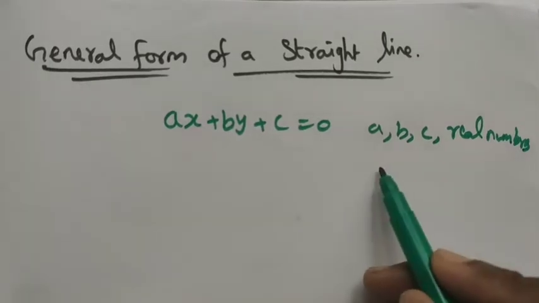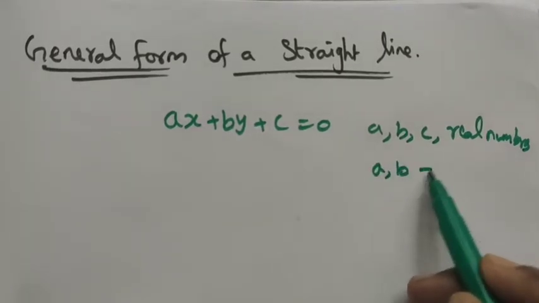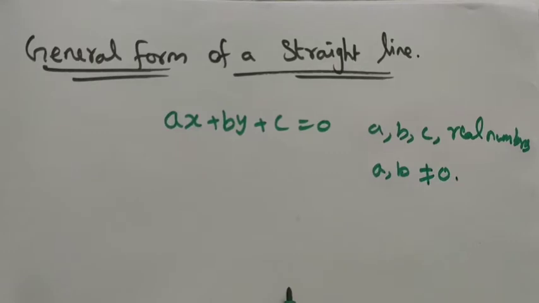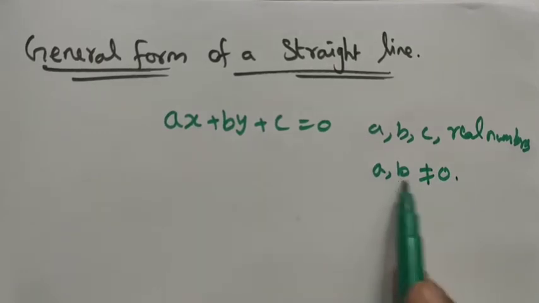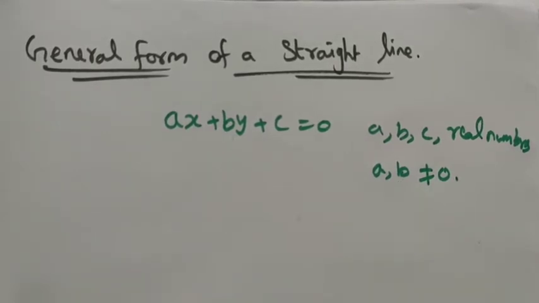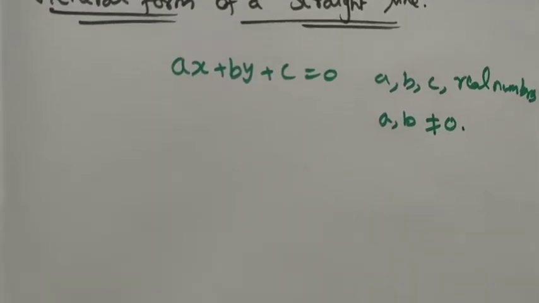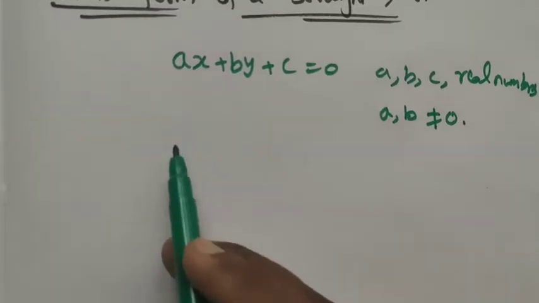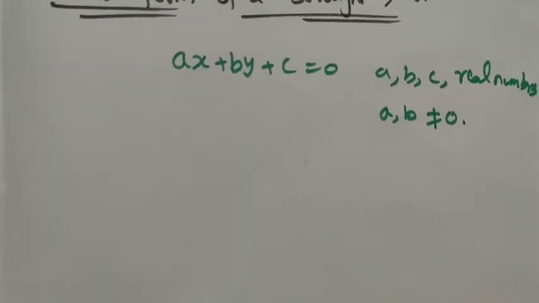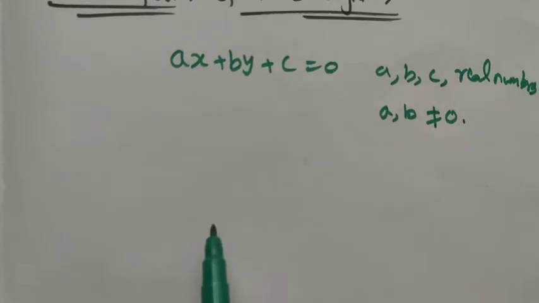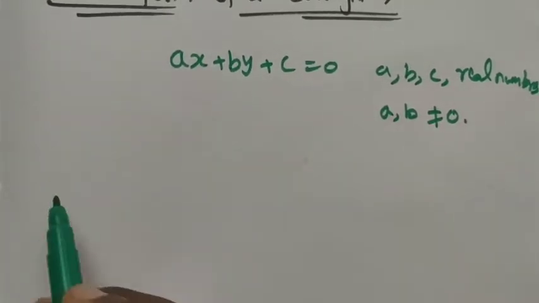Here the condition is that a and b are not both equal to 0. If a and b are both 0, then we cannot form the equation of a straight line, right? Next we want to find the equation of the line parallel to the line ax plus by plus c.